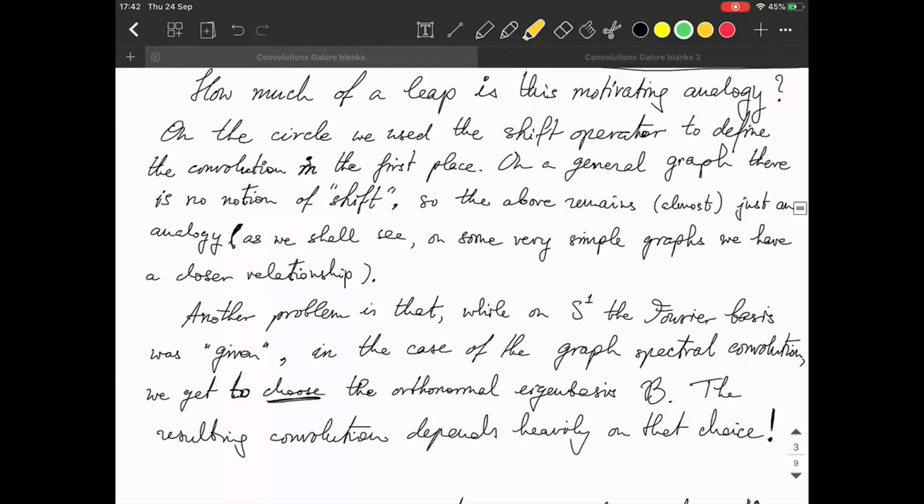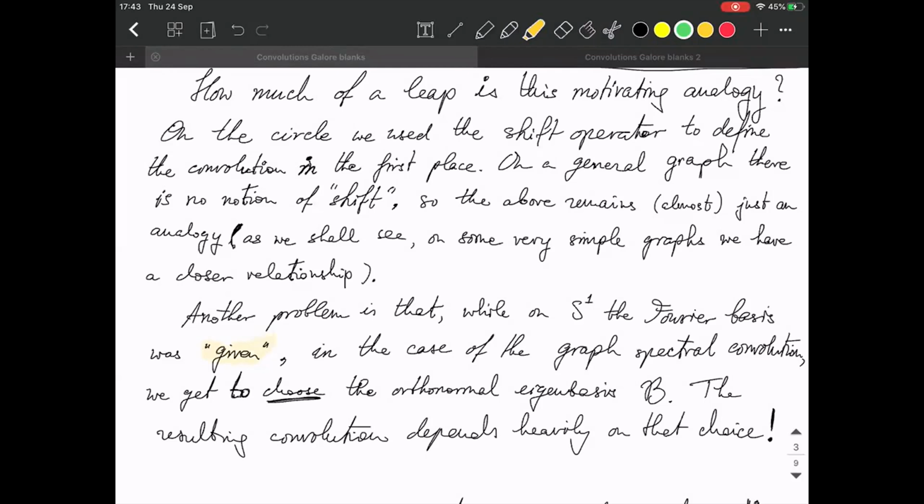While on the circle the Fourier basis was kind of given, where by given I sort of mean somebody told us about it in math class. Later on I'll elaborate a little bit on what this given means. I think this is one of the more interesting points about convolutions and Fourier series. I won't be able to go too much in detail there, but if you're interested, you can research this a little bit, and at least this Fourier basis was kind of given.